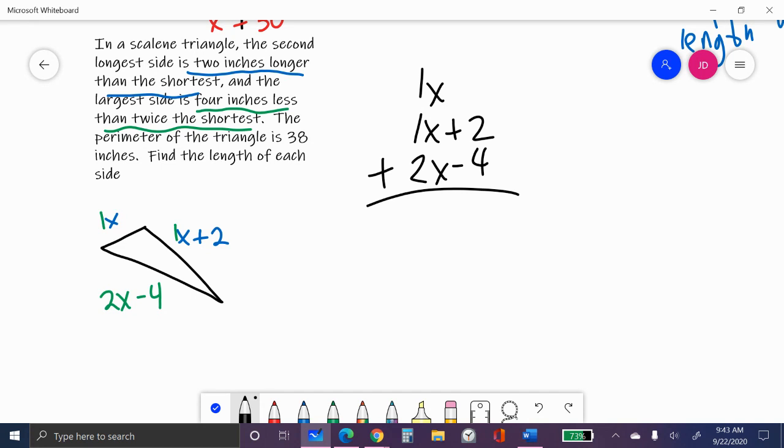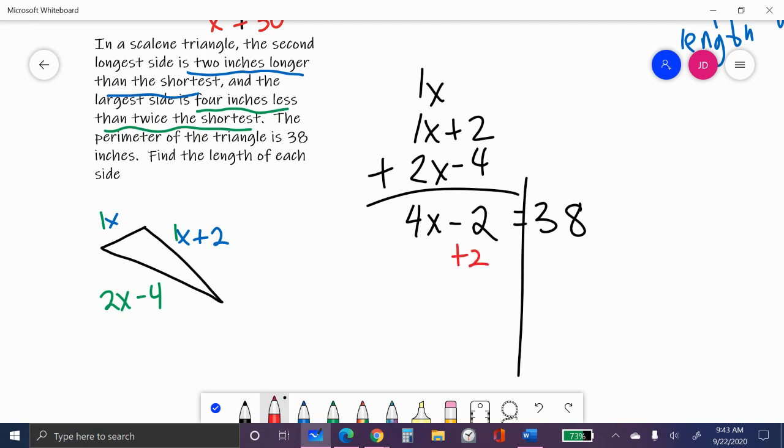1x plus 1x plus 2x is 4x. 2 minus 4 is negative 2. And my perimeter is 38, so it equals 38. Line down the equal sign. Add 2 to both sides. So we get 4x is 40. Divide both sides by 4, and we get x is 10.